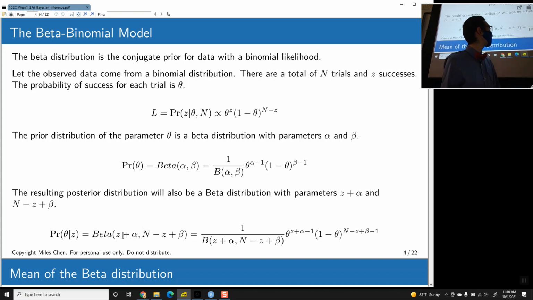And the resulting distribution is basically we add the number of successes to that prior shape parameter alpha. We add the number of failures, n minus z, to that prior shape parameter beta. Because for that prior distribution, we said alpha is kind of like the number of successes you've seen, and beta is kind of like the number of failures that you've seen. And we just take the data we've observed, we saw this many more successes, this many more failures, we add those, and that becomes our new beta distribution. And it's going to have this equation, theta raised to the z plus alpha minus 1, and 1 minus theta raised to the n minus z plus beta minus 1.